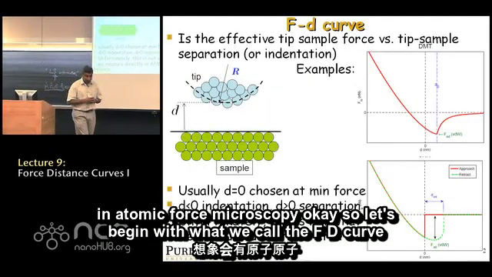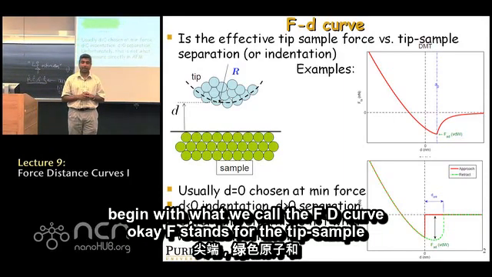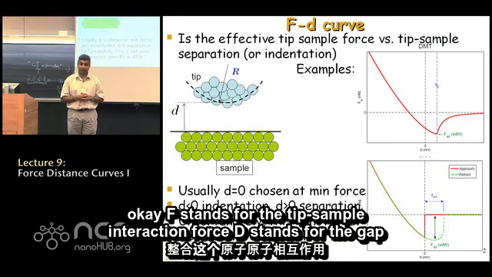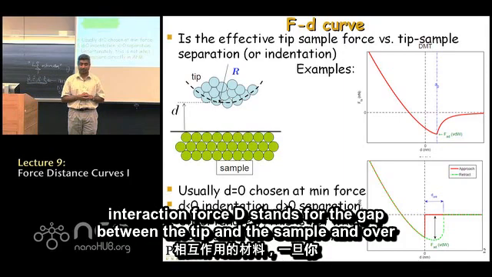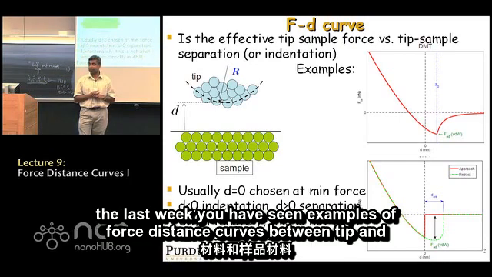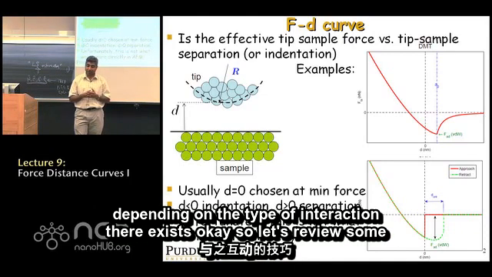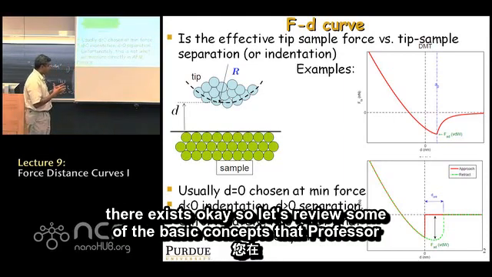So let's begin with what we call the FD curve. F stands for the tip-sample interaction force. D stands for the gap between the tip and the sample. Over the last week, you have seen examples of force distance curves between tip and sample that can change depending on the type of interaction that exists. So let's review some of the basic concepts that Professor Reifenberger has been going through.